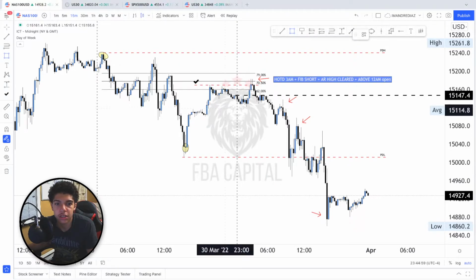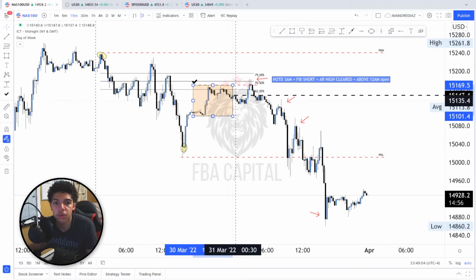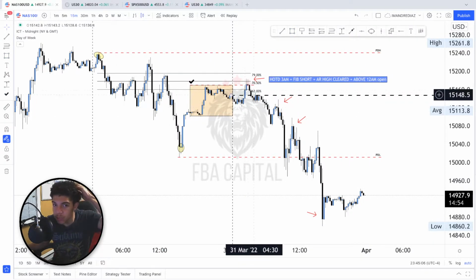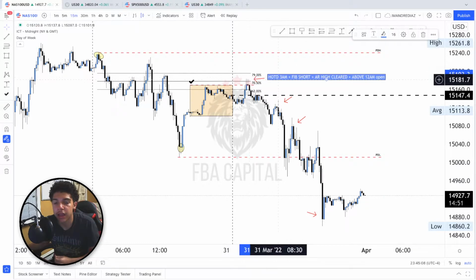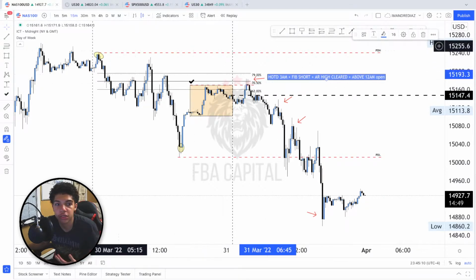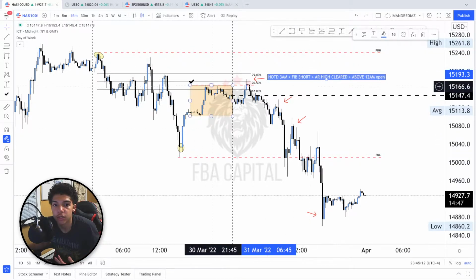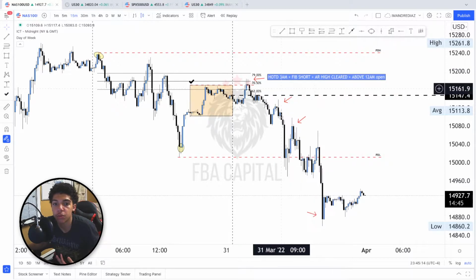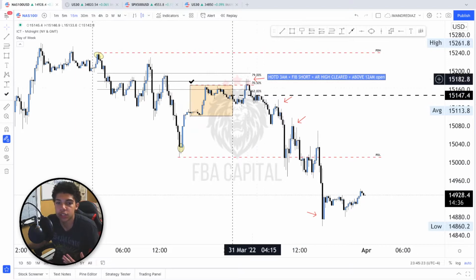But here, now we're going to get the Asian session range again. I'm not sure why it disappeared. Boom. Like I said, we ran above this high, cleared it at 3 in the morning, creating the high of the day in our fib short from the previous day's high to the previous day's low, after we cleared the Asian range high, above the 12 a.m. open. So once I saw this in the morning, I knew what type of trade I was looking for right off the bat. I knew that I wanted to see a continuation of this downward trend.